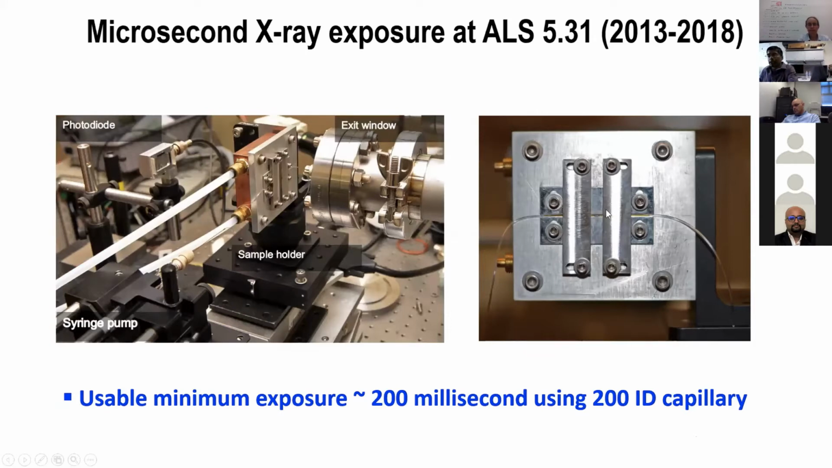What we have been doing so far is, as I told you, the capillary is stacked between metal plates. Here's the picture. You can see that we flow the solution and collect it, and there's a tiny black spot where the beam is hitting the capillary. The sample is passing here, and all the temperature control is done by a circulating water bath. We got a usable minimum exposure of 200 milliseconds using this 200 micrometer internal diameter glass capillary.